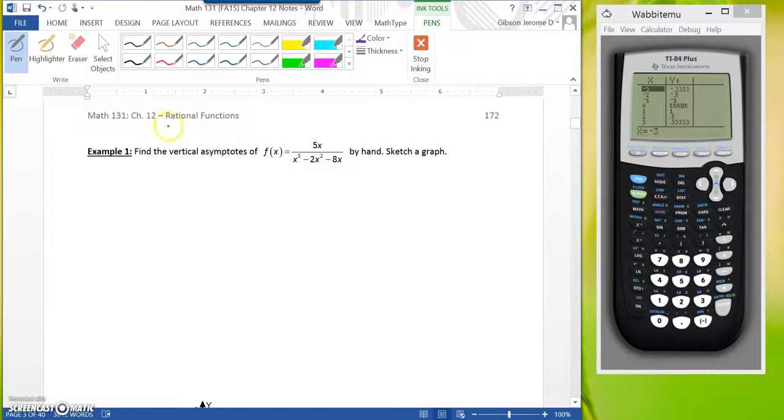Okay, now we go here to example 1. It says find the vertical asymptote of 5x over x cubed minus 2x squared minus 8x.